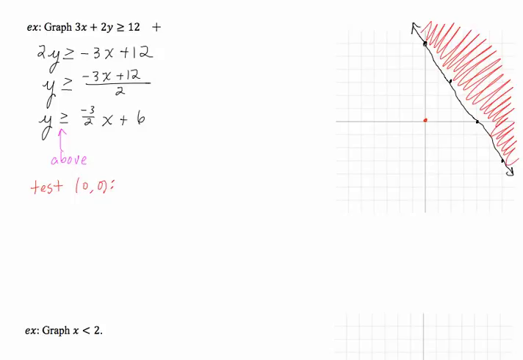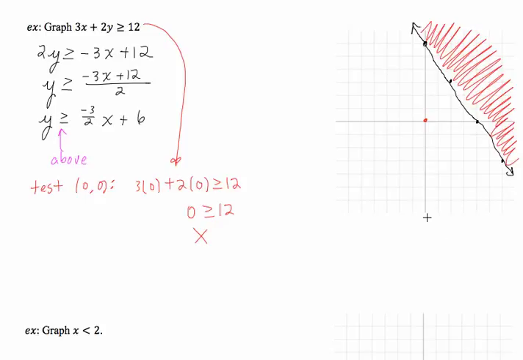Now it's best if you go back to the original inequality. That way, in case you messed up, you will realize that you had an error. So let's plug it into the original inequality, in which case we'd have 3 times 0 plus 2 times 0 is greater than or equal to 12. This is 0. 0 is not greater than or equal to 12. That's false, which is what I expected to get, because I know 0, 0 is not in the solution set up here.